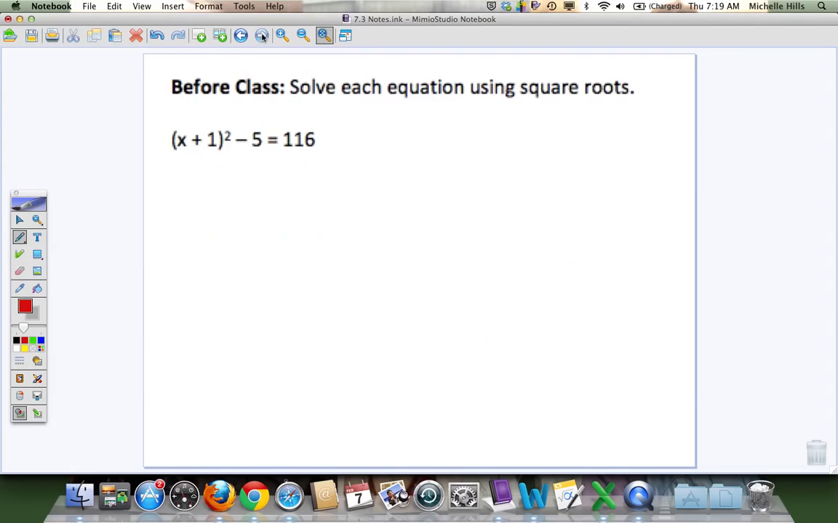Now, before you come to class tomorrow, solve this equation using the method that we just looked at.